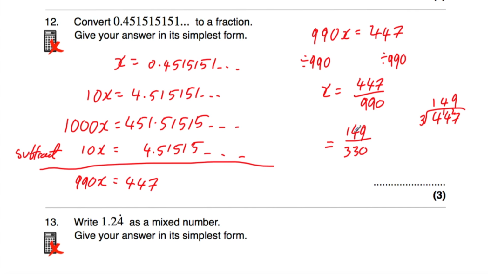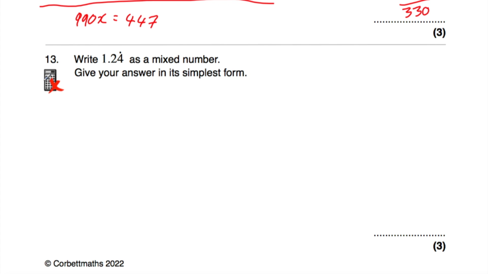Now let's just check. We can't divide these by 2. If we check, see if we can divide them by 3, 1 plus 4 plus 9 is equal to 14. That's not on the 3 times table, so we can't divide by 3 again. We can't divide by 4. We can't divide by 5. And actually, that's as far as we can go. So our answer is 149 over 330. And that's it. Okay, let's have a look at question number 13.